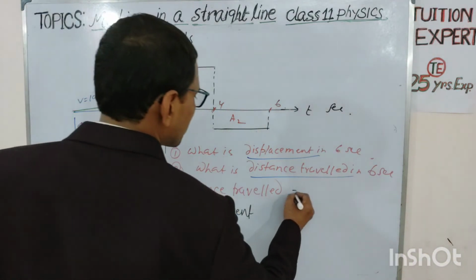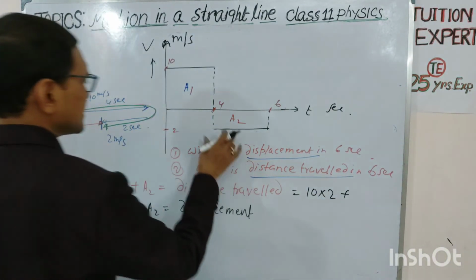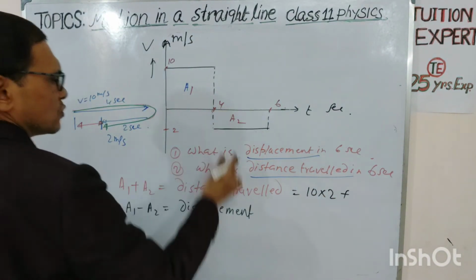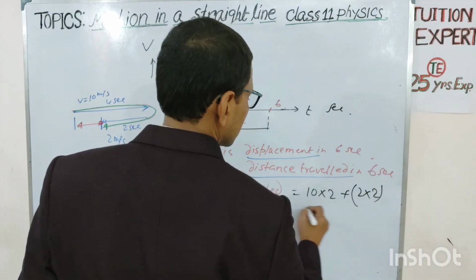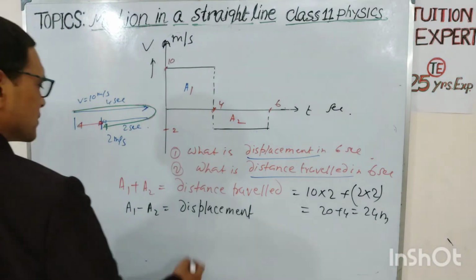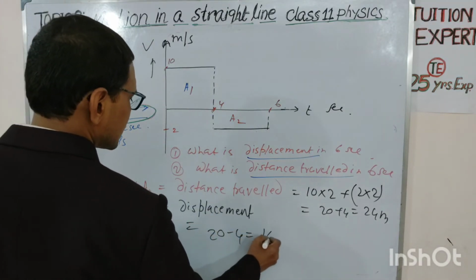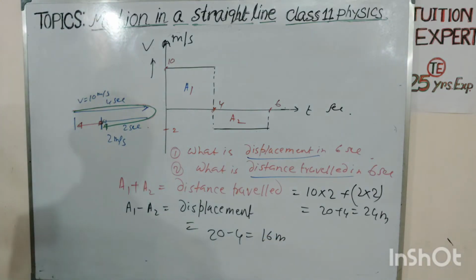So easily we can find the area. This is 10 into 2 plus this is 2 into 2, that is 20 plus 4, 24 meter. Distance travel equals 24 and displacement equals 20 minus 4, that is 16 meter. So displacement is 16 meter and distance travel is 24.